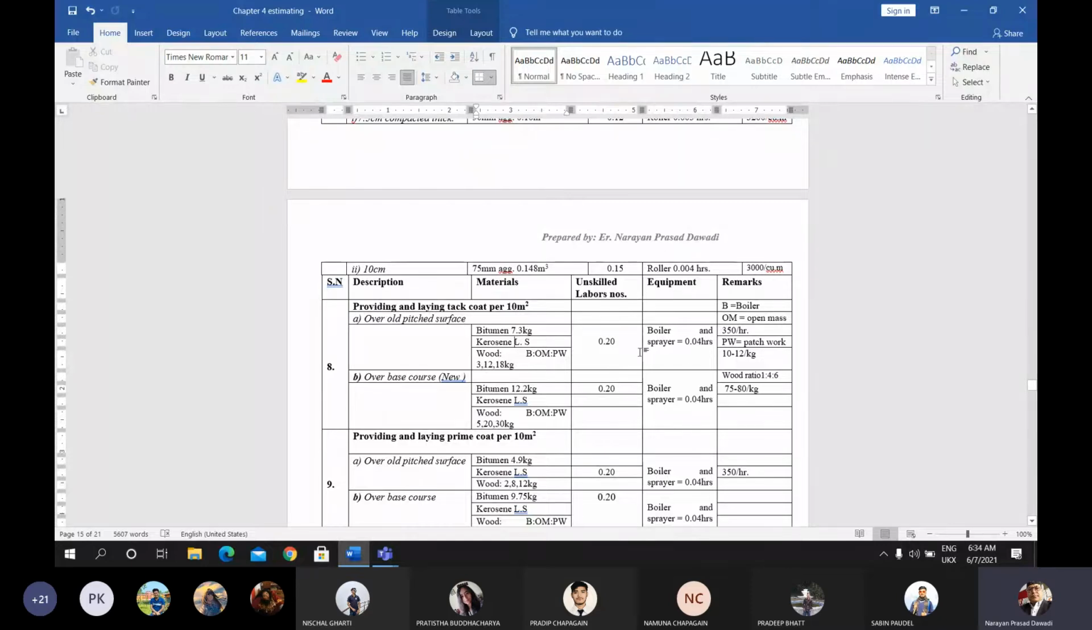The rate of the boiler and sprayer can be taken as 350 per hour. You don't need a roller for the spraying of the bitumen over the old surface or base course. You don't need compaction of the bitumen. This is the application of the liquid bitumen over the surface only.